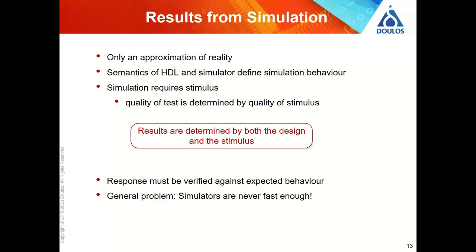So the results that we get depend on the design and the stimulus. We can't do much about the design, but as verification engineers, we can look at the stimulus. Okay. We need to check to see whether it's working correctly. So I'll talk more about that in a minute. But the general problem is that simulators are never fast enough because you always want to get the results immediately, and particularly with complex designs or accurate simulations, for example, involving things like mixed signal designs, then that can take a very long time to actually do.